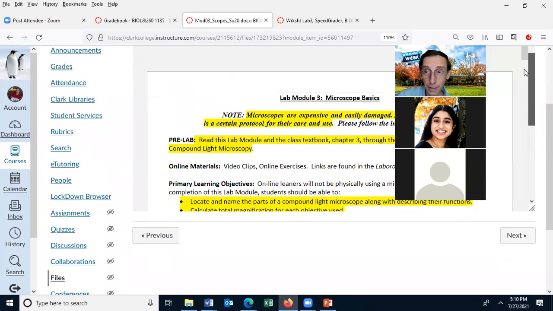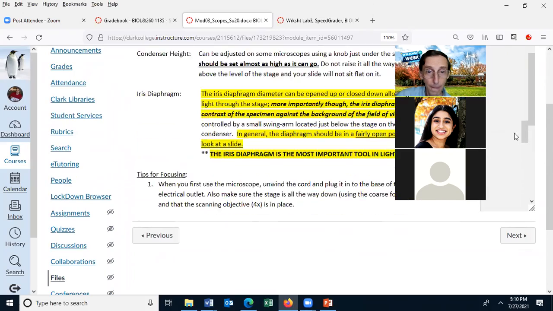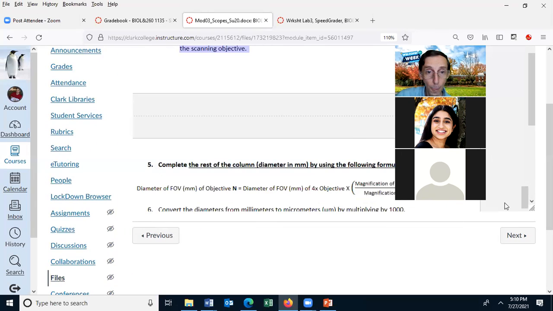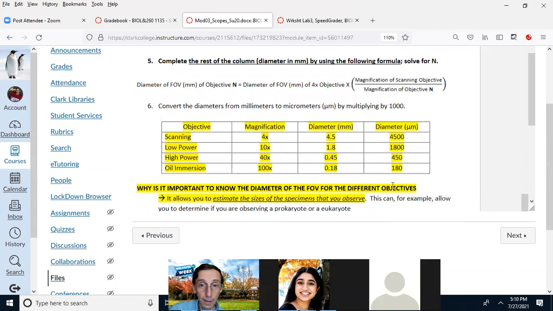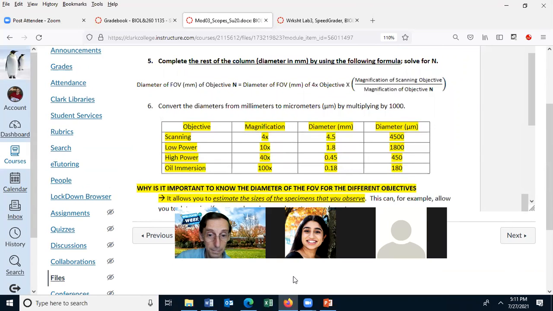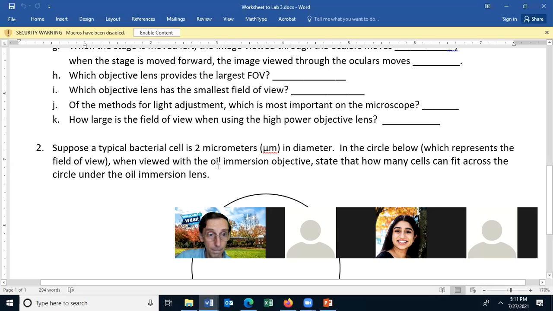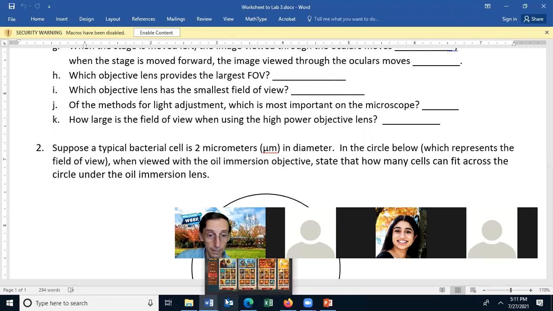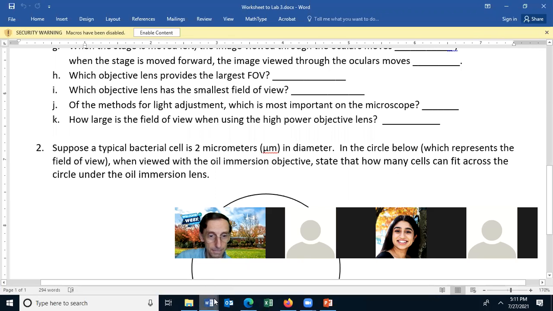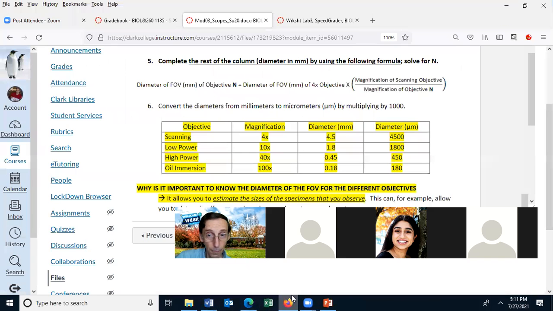So you can sort of see Lab Module 3. I'm just having a hard time showing it in here. There we go. The field of view has been measured for you in this table. I don't remember which lens the question was, but the field of view will be one of these right here, in millimeters and in micrometers. Any question about that? Thank you, sir. I had a question about that too, but you answered it. All right. It's the oil immersion lens, so the field of view size will be 0.18 millimeters or 180 micrometers. Okay, any other questions before we get started?